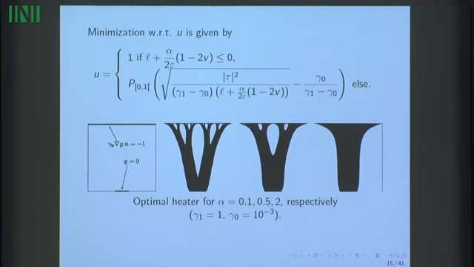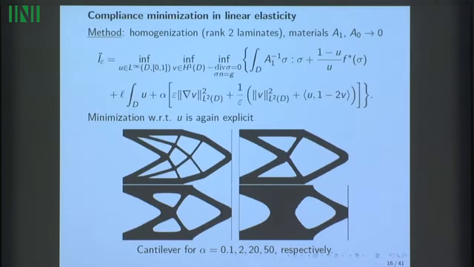For alpha small, you obtain something like this. You increase alpha, so you want less perimeter, and you obtain this kind of thing. This is a weak phase. Okay, so it's nice, but elasticity is nicer. We can do the same, but it's more complicated because, as you know, to do the proper relaxation you need to include rank 2 laminates, but it's known. So the relaxed formulation has this form, at least when we have a weak phase.